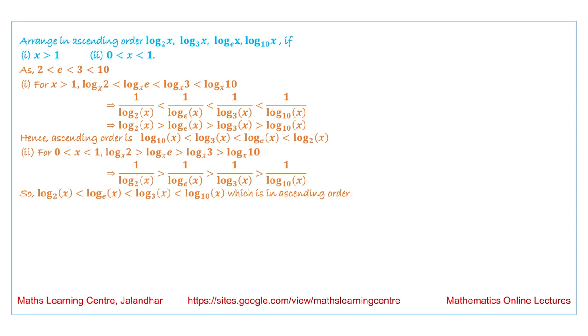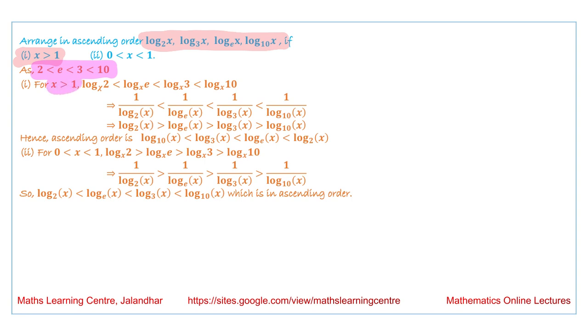Now the next question we have is to arrange these numbers: log_2 x, log_3 x, log_e x and log_10 x. We have arranged these numbers for two cases. First is for x greater than 1. If we look at these numbers, we have 2 < e < 3 < 10.